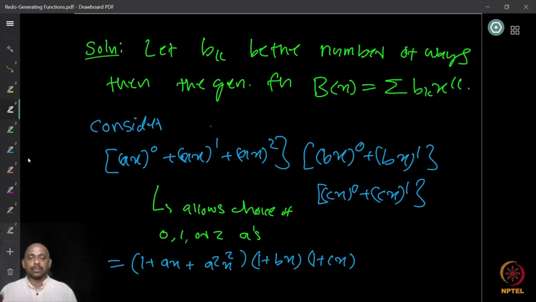Now, when I take the product of this, look at the coefficient of x raised to, let's say, k for some number. What is x raised to k's coefficient coming from? If I choose (AX) raised to 1, then (BX) raised to 0, and then (CX) raised to 1, then the exponent will be 2. What does this choice represent? It represents that I have taken one a, zero b's, and exactly one c. I could get to it in another way: I can choose (AX) squared, (BX) raised to 0, and (CX) raised to 0.